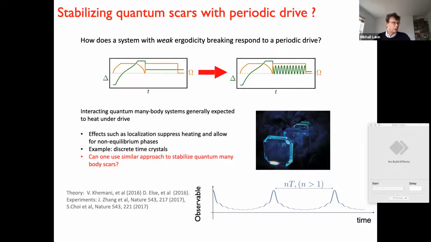such as discrete time crystals, where under certain conditions, a system which is periodically driven can actually be forced into this very unusual order, where it will respond with a period which is a multiple of the driving period. And we were wondering whether we could use this kind of periodic driving to stabilize quantum many-body scars. So the answer turns out to be yes.